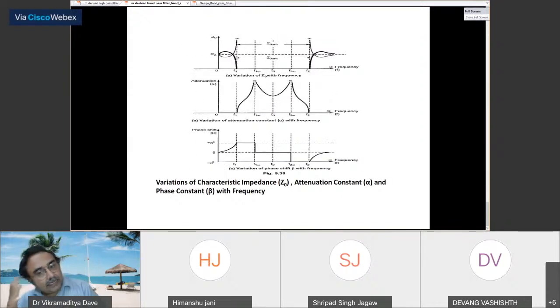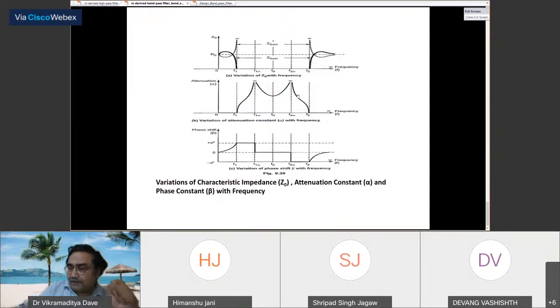This is again a graph representing the variation of the characteristic impedance, attenuation constant and phase constant with frequency. Again, you can see these are the two cutoff frequencies, F1 and F2. There lies the band stop filter, and there you obtain infinite attenuation at the frequency of infinite attenuation. The graphs depict that for whatever purpose we design the system, we get the desired output.